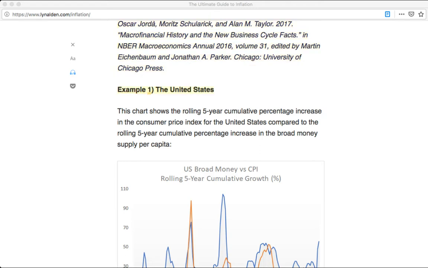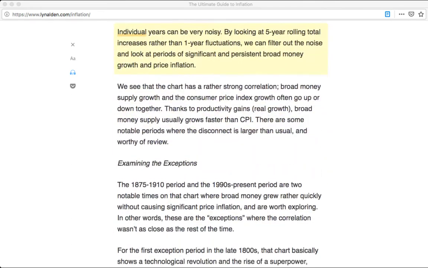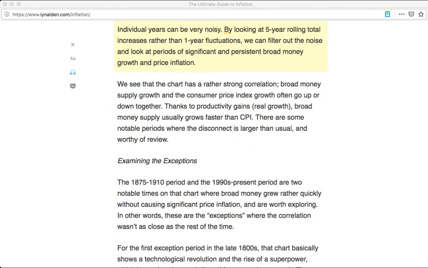Example 1. The United States. This chart shows the rolling 5-year cumulative percentage increase in the Consumer Price Index for the United States compared to the rolling 5-year cumulative percentage increase in the broad money supply per capita. Individual years can be very noisy. By looking at 5-year rolling total increases rather than 1-year fluctuations, we can filter out the noise and look at periods of significant and persistent broad money growth and price inflation.